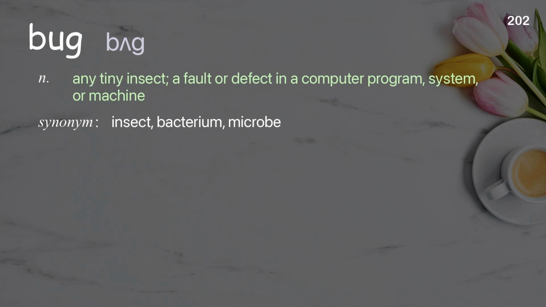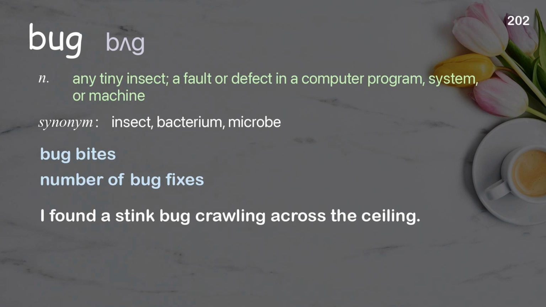Bug. Any tiny insect, a fault or defect in a computer program, system, or machine. Examples: Bug bites. Number of bug fixes. I found a stink bug crawling across the ceiling.